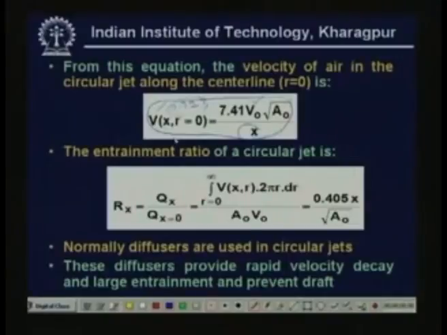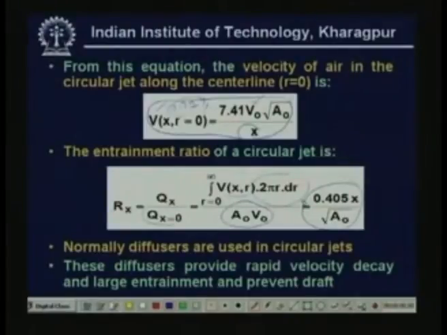Okay. And the entrainment ratio of a circular jet is given by this equation, as I have already explained before. Rx is equal to Qx by Q at x equal to 0. That means you have to integrate this Vxr over the entire area, 2 pi r dr, where r varies from 0 to infinity, divided by the flow rate at the supply air outlet, A naught into V naught. So if you substitute the expression for Vxr and integrate it from 0 to infinity, ultimately you find that the entrainment ratio is equal to 0.405x divided by square root of A naught.